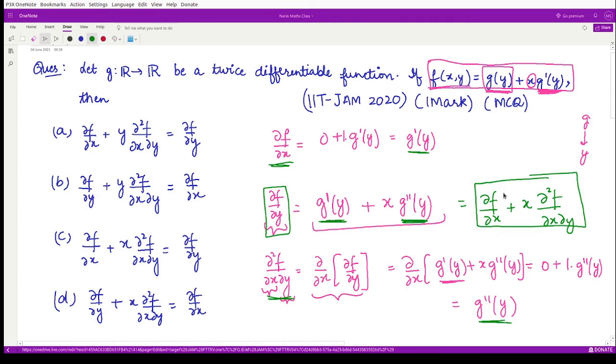So let's have a look at our options. From here you can see that this option is incorrect, and this is incorrect. Among these two, if you look at these two quantities, we have x here, so this option is correct, and we have y here, so this is incorrect. So we obtain option C as the correct option.